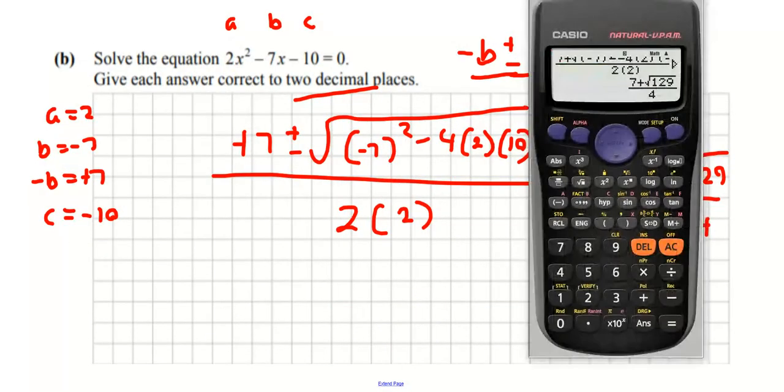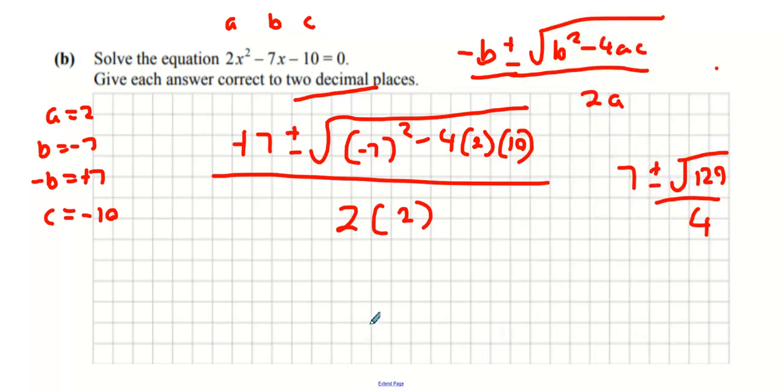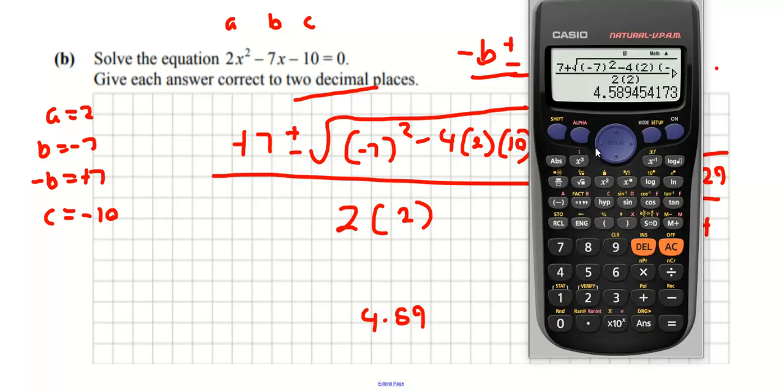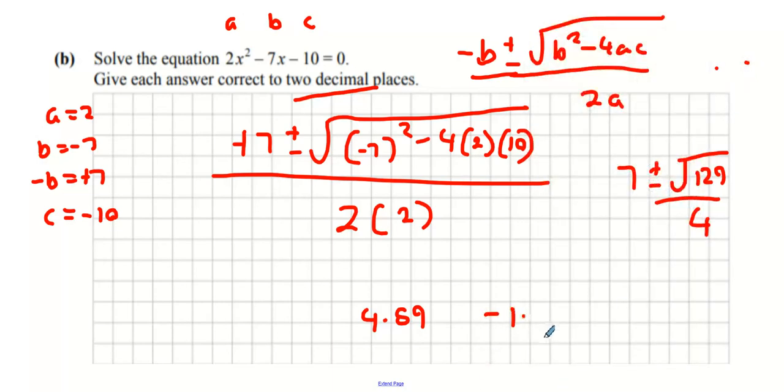Now press the change button to 2 decimal places. So 4.59, because 589 turns to 590, so 4.59. And remember to change the plus to a minus, because it says plus and minus. So what you get there is minus 1.09 as well. Okay, I know 2 of them are correct, so let's move on to question 10.